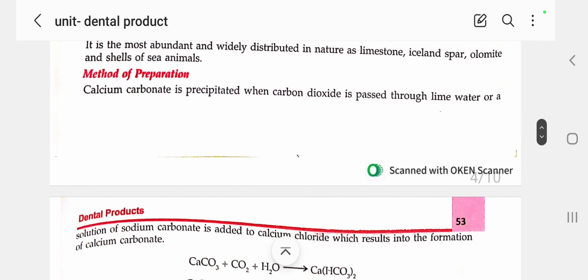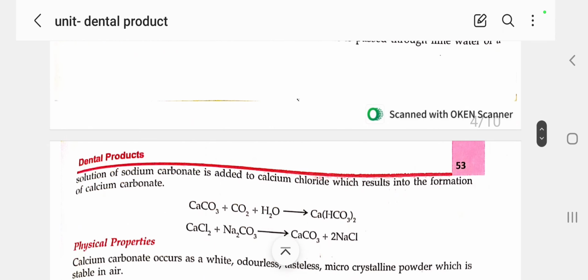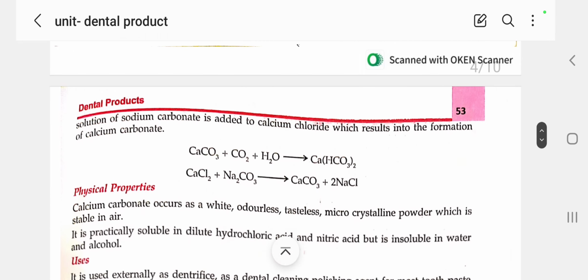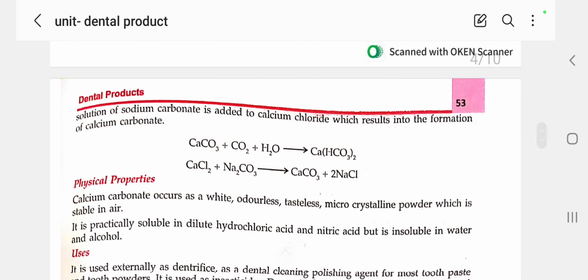Calcium carbonate is precipitated when carbon dioxide is passed through lime water, or when a solution of sodium carbonate is added to calcium chloride, which results in the formation of calcium carbonate. That means on decomposition there is the formation of calcium bicarbonate, or when calcium in the form of calcium chloride is treated with sodium carbonate, there is the formation of CaCO3, calcium carbonate, and the removal of sodium chloride.